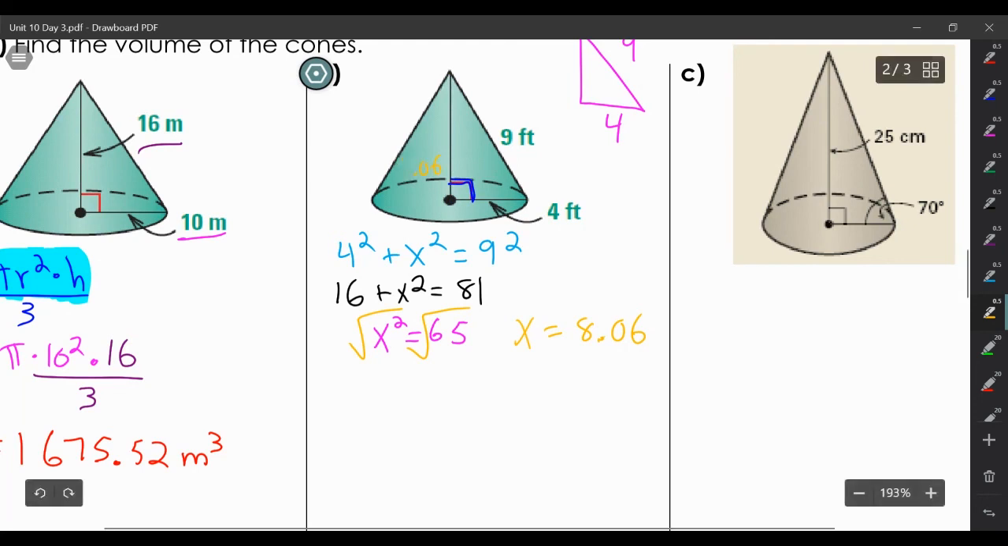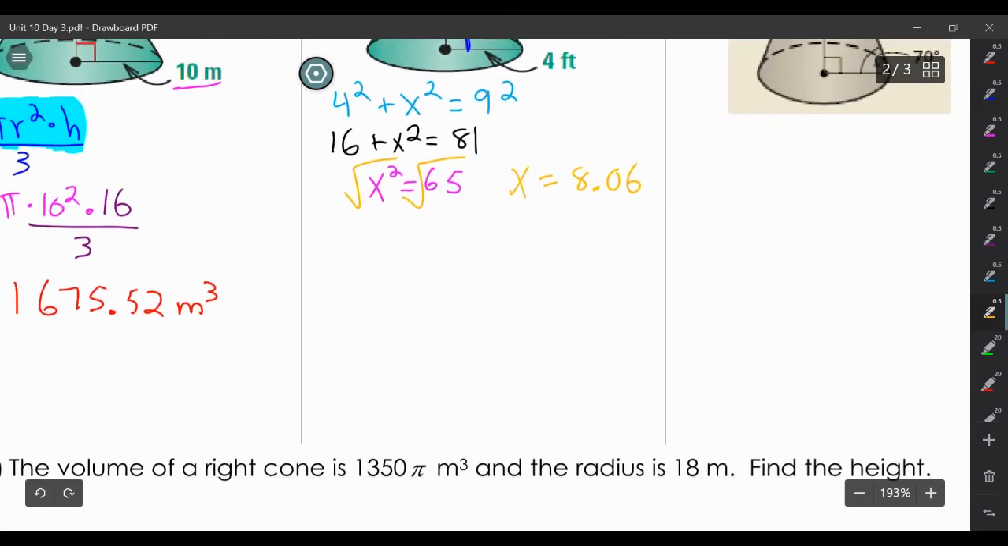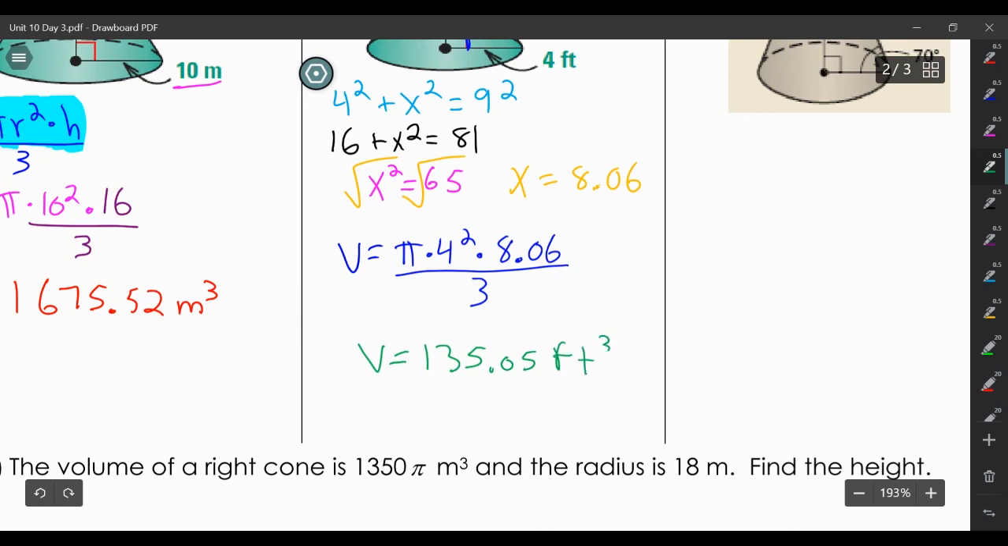Now we can use this in the formula for volume. So the volume of the cone is 1/3, or again, you can divide it by 3. Let's do that because that's what I did on the previous one. So the volume is going to equal pi times r, the radius is 4, squared times the height. We calculated that to be 8.06, divided all by 3. So when I type that into the calculator, I get 135.05 cubic feet.